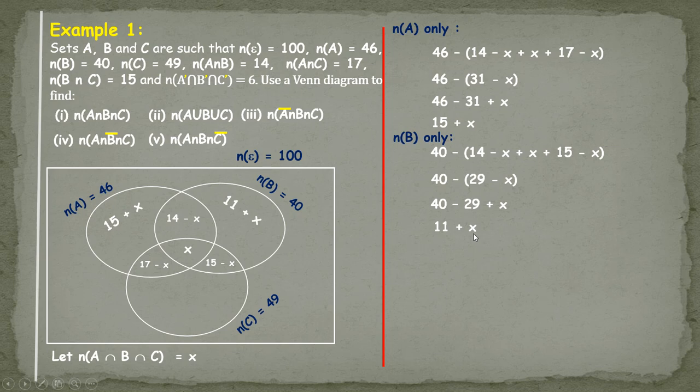We proceed, use the same approach and get number of C only, which will be 49 minus 17 minus x plus 15 minus x. So the computation there, the x and the x will cancel, and we shall have 32 minus x. Once you open the brackets, we shall have 17 plus x. So we shall write the 17 plus x there.